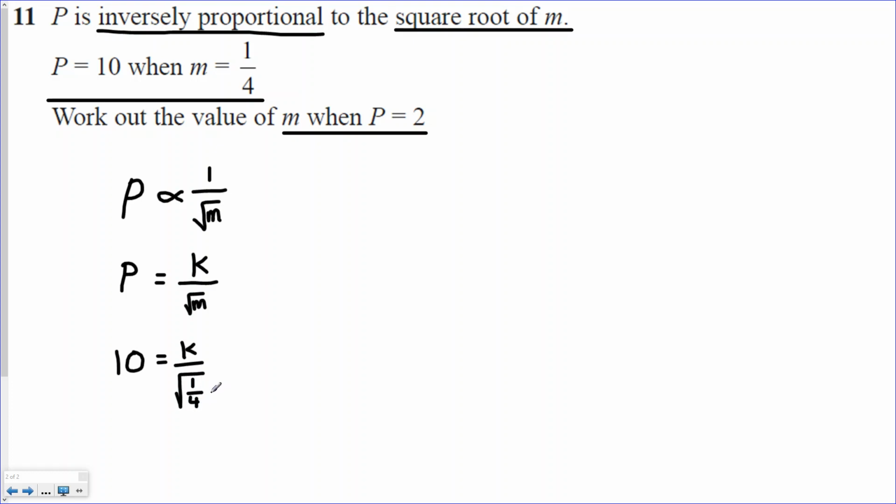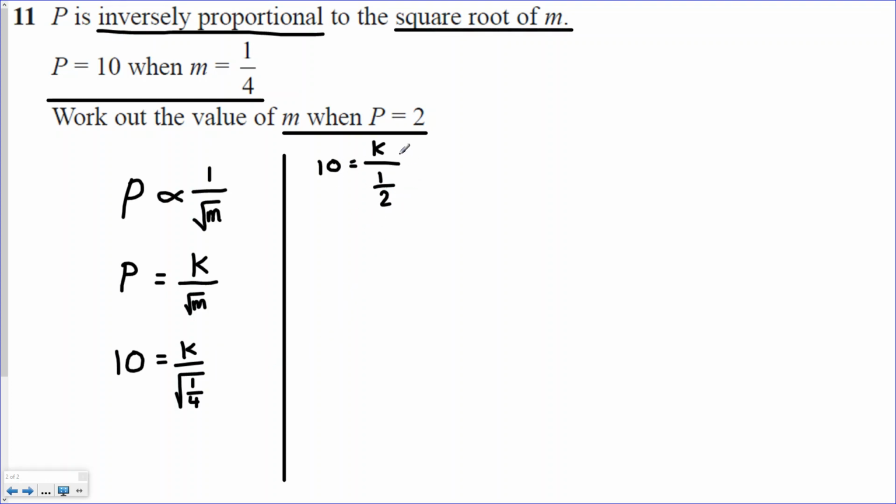Now this is the non-calculator paper, so you've got to use your number skills. When you find the square root of a fraction, you find the square root of the numerator and you find the square root of the denominator. So that becomes, if I just carry my working on over here, 10 equals k over, so the square root of 1 is 1 and the square root of 4 is 2. And that kind of makes sense. The square root of a quarter is a half, because a half times a half will give you a quarter.